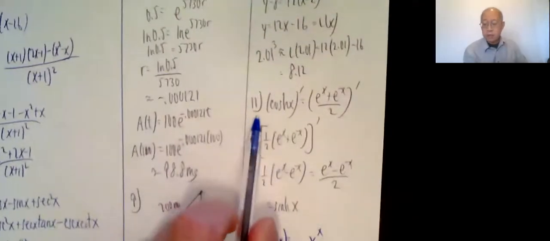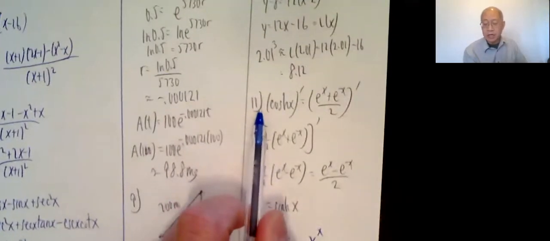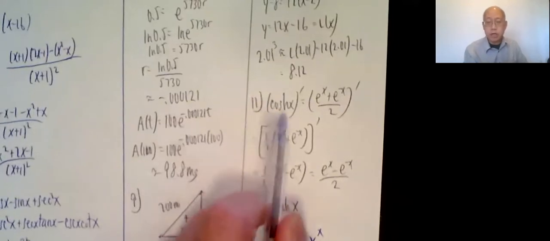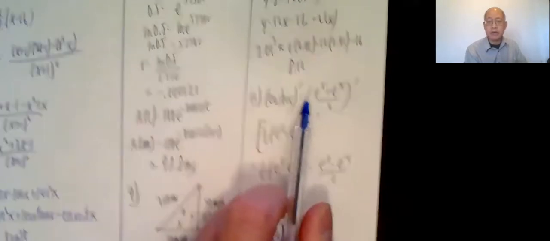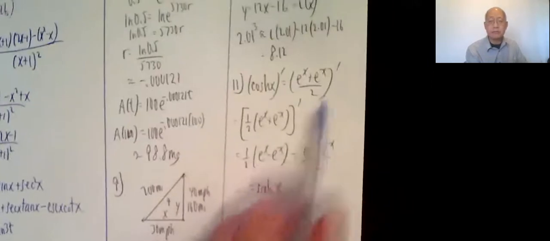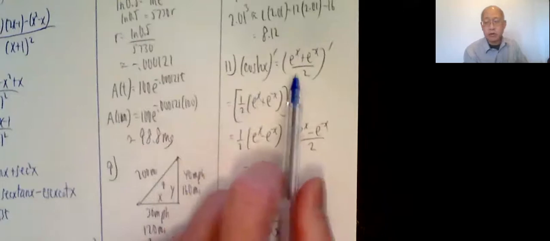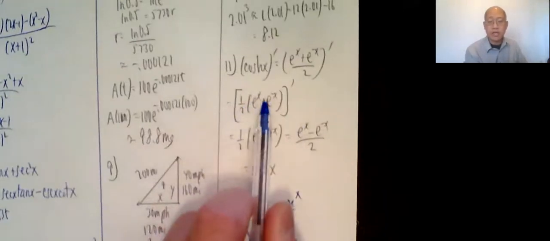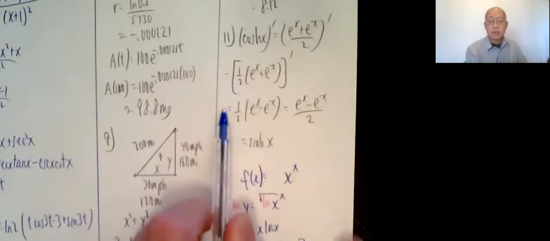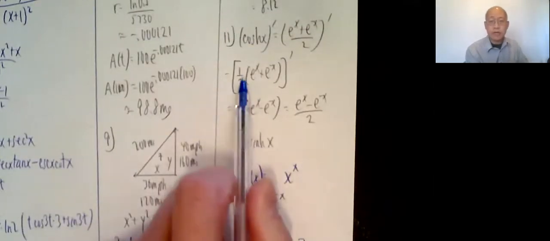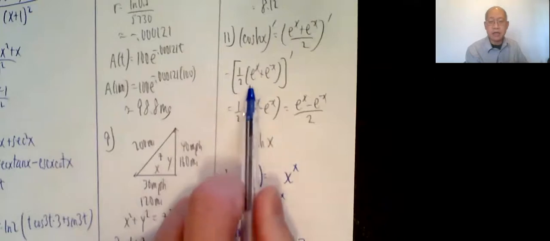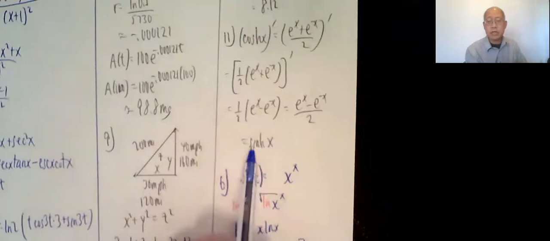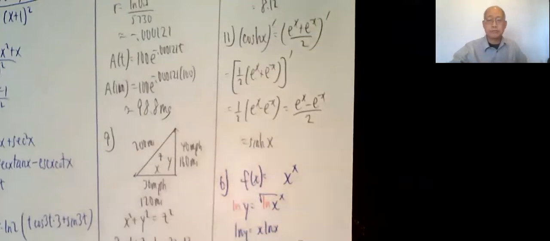And finally, 11, find the derivative of cosh x, prove that it's sinh. So cosh x prime is e to the x plus e to the negative x divided by 2, prime. And it's best not to do the quotient rule, factor out the 1/2. So it's 1/2 times e to the x plus e to the negative x, prime. So the derivative is 1/2 times e to the x minus e to the negative x. Rewrite it as e to the x minus e to the negative x divided by 2. And that's the definition of sinh.